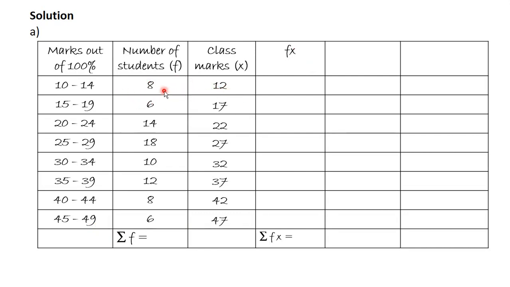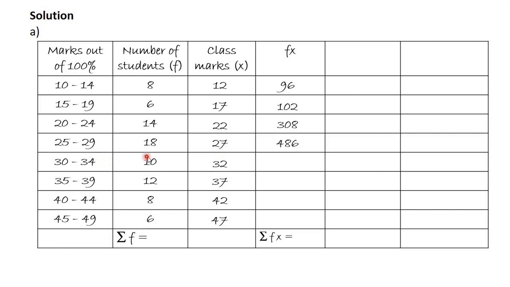Using a calculator, let's work this out together. 8 times 12 is 96. 6 times 17 is 102. 14 times 22 is 308. And then 18 times 27 is 486.